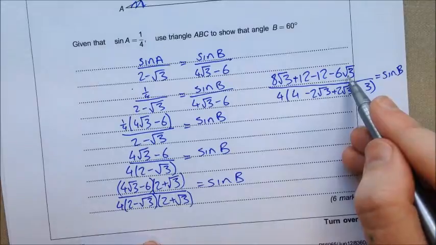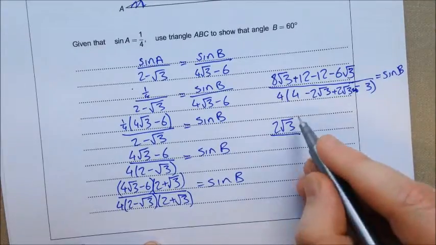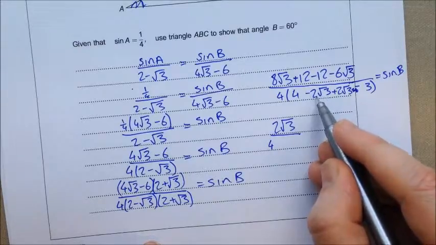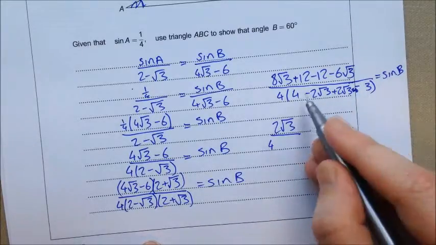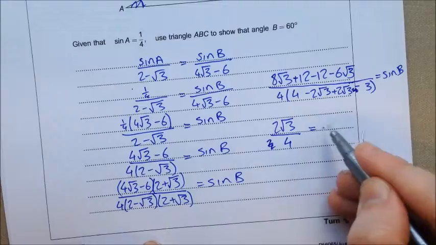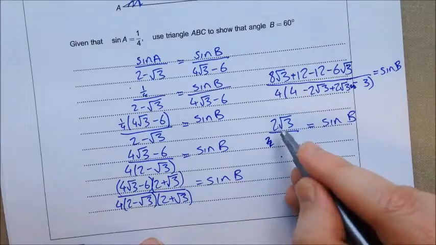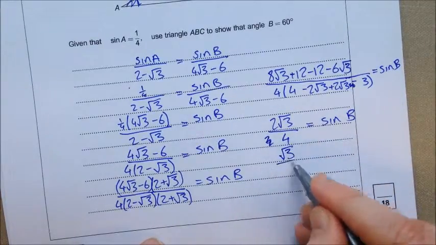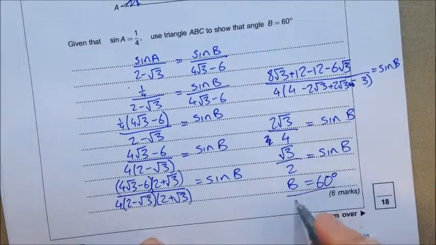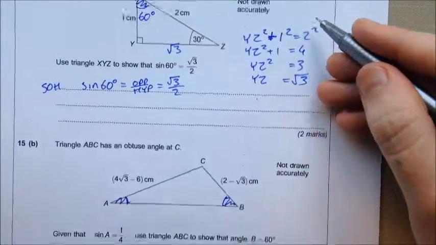Right, we've got 8 root 3 take away 6 root 3, that's 2 root 3. We've got 12 take away 12, which is nothing. This is going to be 4 lots of, in the brackets, 4, take away 2 root 3 plus 2 root 3, that cancels. Take away 3, 4 take away 3 is just 1. So this is 4 lots of 1. Now, factorise. Take 2 out as a factor. Therefore, B equals 60. And that's because we've got the same thing from above, from here.